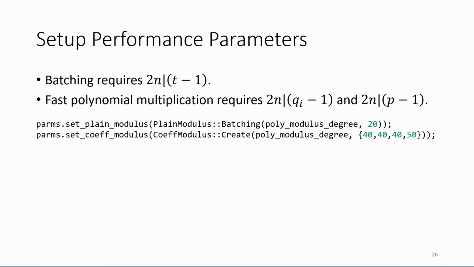So then how to set up the performance parameters. Before, we were just using, let's say, set coef modulus BFV default. That was the previous example. But you can do something better by giving 4 prime numbers. You can either write in 4 prime numbers here as a vector, or you can just tell the CO to create 4 prime numbers. And these 4 prime numbers have 40-bit, 40-bit, 40-bit, and 50-bit.